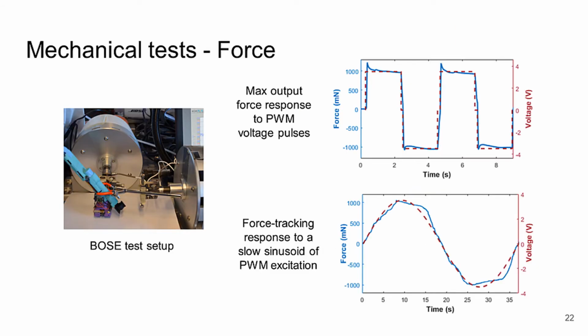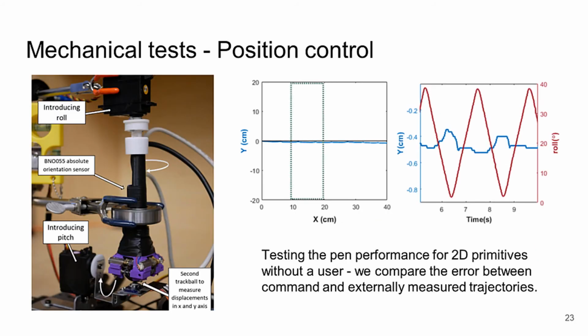Before running any usability study, we have to check the viability of the system. We have done a performance characterization using a Bose tensile test setup. The graph on the top right shows the maximum output force response to the PWM voltage pulses, and the graph below presents the force tracking response to a slow sinusoidal PWM excitation.